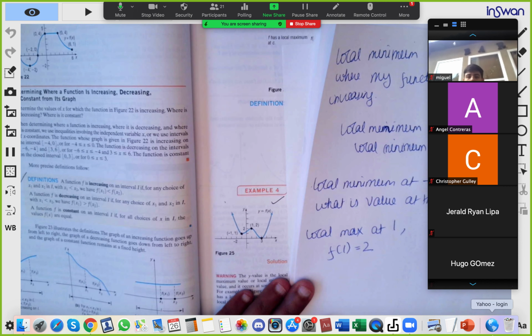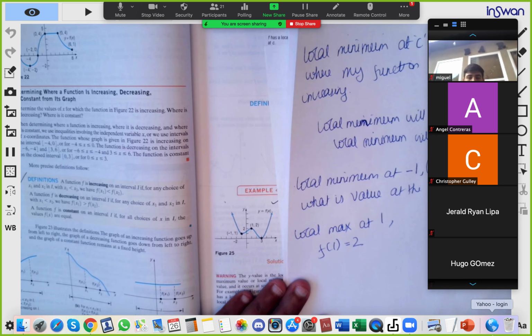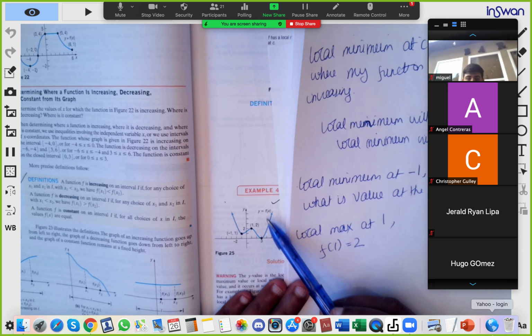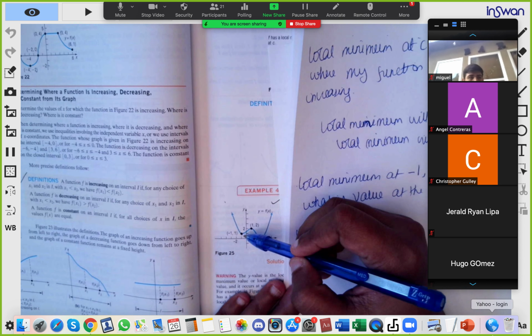Okay. Can you tell me, is there any other local maximum or minimum there in this graph? A minimum there? See, 3? Yes, it is. So what's happening? Is it maximum or minimum?